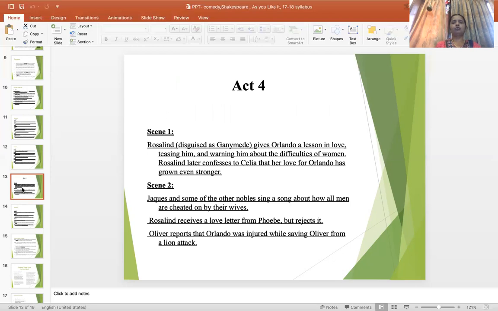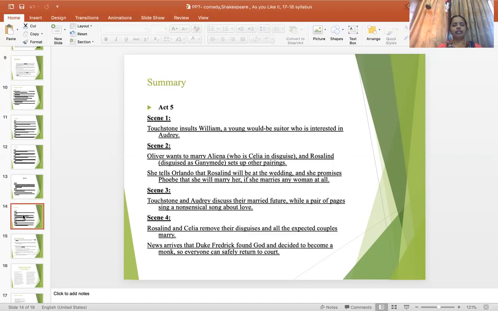In Act 4, Rosalind, disguised as Ganymede, gives Orlando a lesson in love, teasing him and warning him about the difficulties of women. Rosalind later confesses to Celia that her love for Orlando has grown even stronger. In Scene 2, Jacques and some other nobles sing a song about how all men are cheated on by their wives. Rosalind receives a love letter from Phoebe, but she rejects it. Oliver reports that Orlando was injured while saving Oliver from a lion attack.